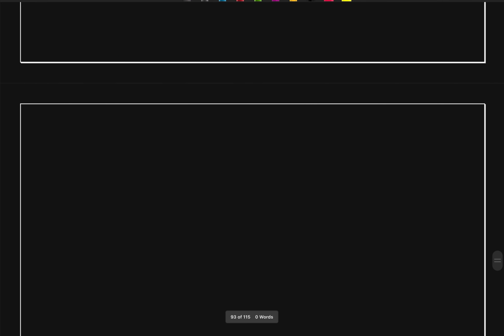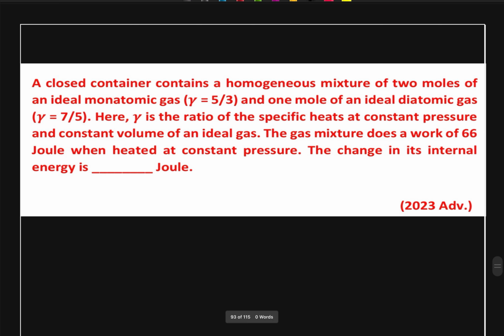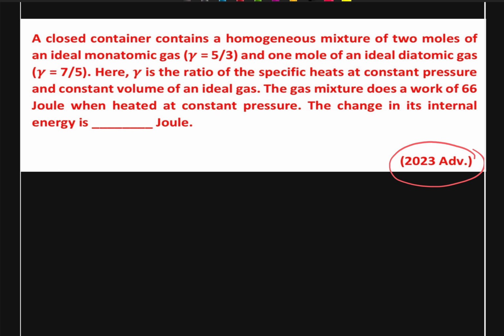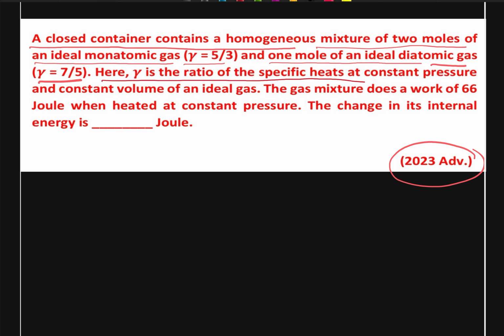Next question. It was also asked in the advanced 2023. It states that a closed container contains a homogeneous mixture of 2 moles of ideal monatomic gas, gamma 5 by 3, and 1 mole of ideal diatomic gas, gamma 7 by 5. Here gamma is the ratio of specific heats at constant pressure and constant volume of an ideal gas. The gas mixture does a work of 66 joule when heated at constant pressure. The change in its internal energy is.